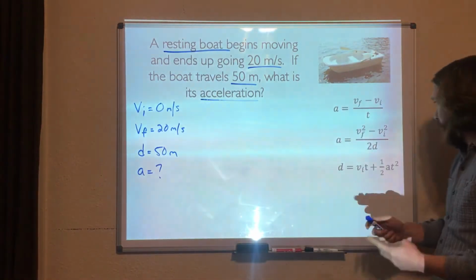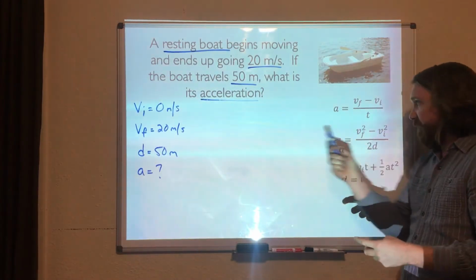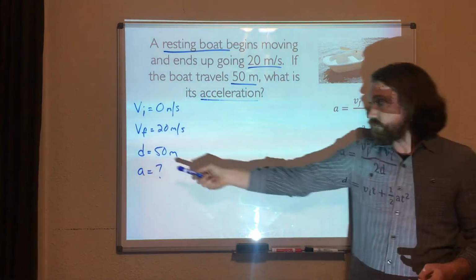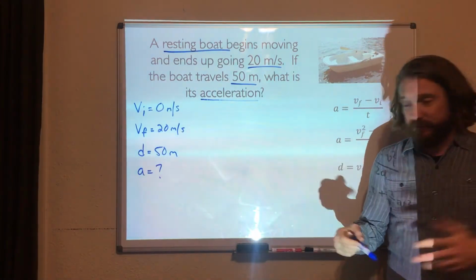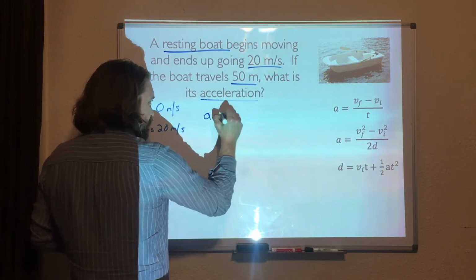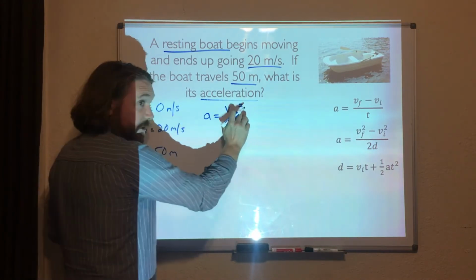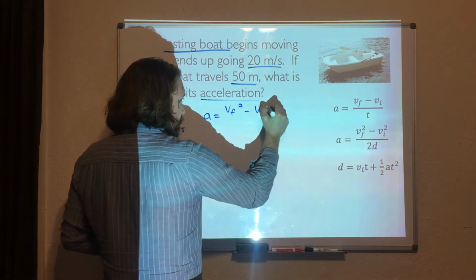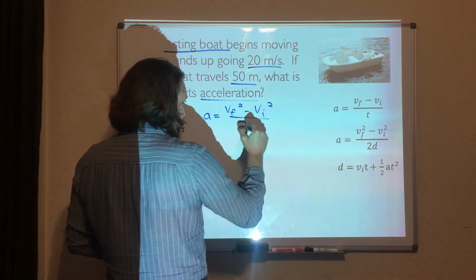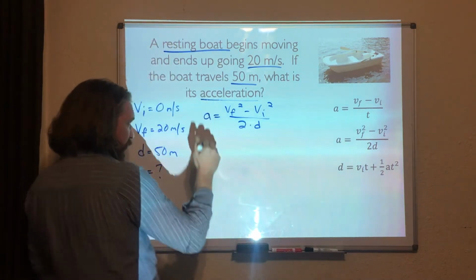So let's look at the second one. Acceleration, check. Final velocity, check. Initial velocity, check. And distance, check. Excellent. So we're going to use the second equation. So we have acceleration equals final velocity squared, very important, minus initial velocity squared, very important, divided by 2 times the distance. I plug in my numbers.